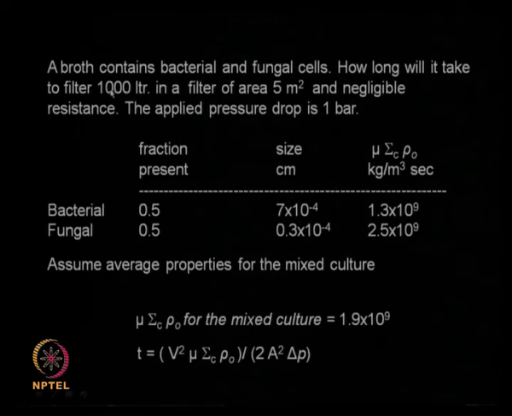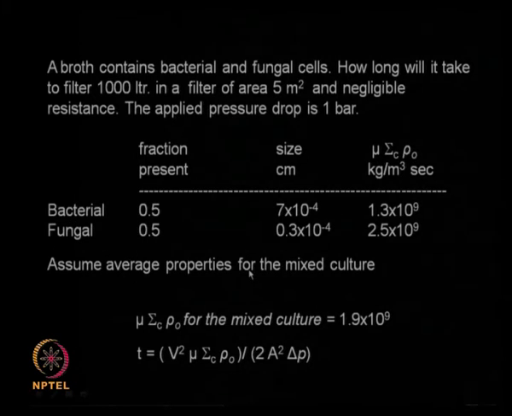Now you want to know how long it will take to filter 1000 liters of a broth in a filter of area 5 meter square, and we assume that the filter medium does not offer any resistance and you are applying 1 bar pressure. Now the bacterial cells have certain properties, like the size is given here 7 into 10 power minus 4 centimeter, and the resistance offered by it is given here 1.3 into 10 power 9, whereas the fungal size is different and resistance offered is also different, and we will assume 50-50 ratio of the bacterial and fungal.